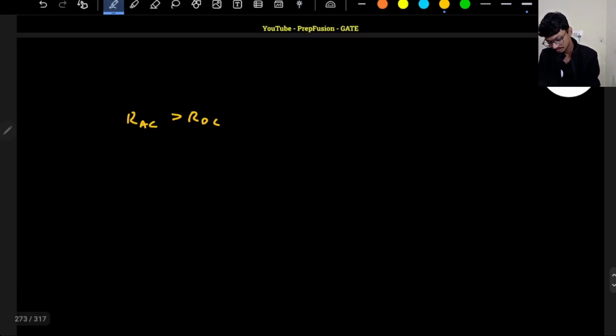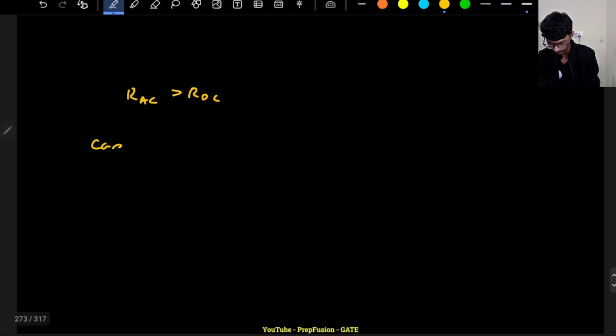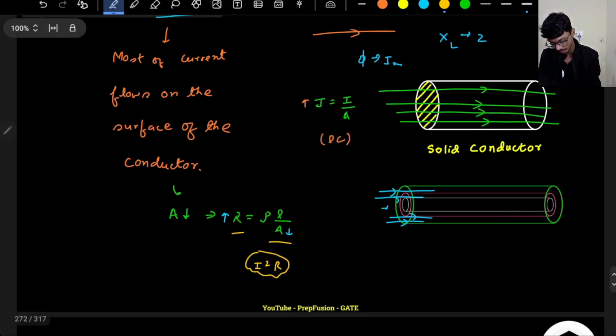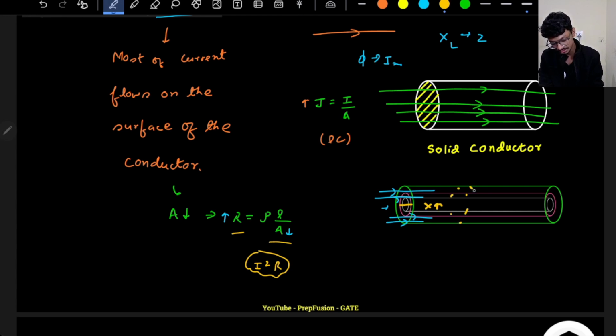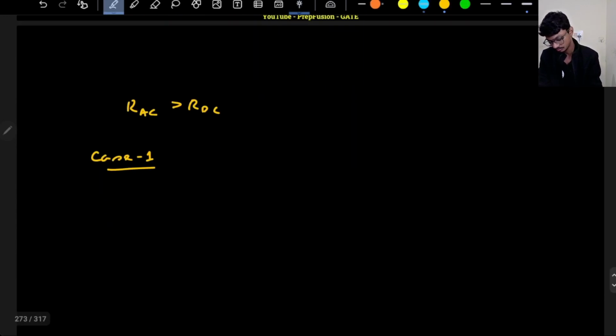So basically at low frequency, case 1, in low frequency the effect will be very low. Due to AC there will be a reactance, and there will be higher reactance in the center. This reactance will be high in the center, and in the periphery this reactance will be very low. So most of the current will flow through the periphery only. So basically we will have a resistance and a reactance.